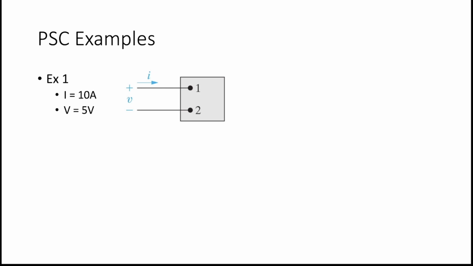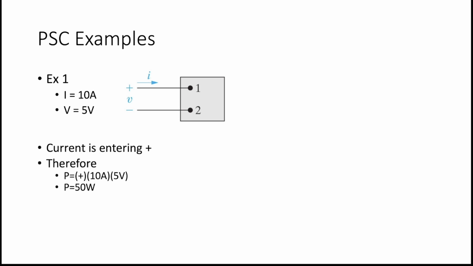In example 1, we are given that current is 10 amps and the voltage is 5 volts. Looking at the given drawing, you can see by the current arrow that the current is entering the positive side. So using our current times voltage equation and the plus from it entering the positive terminal, we can see that power equals plus times 10 amps times 5 volts, which gives us plus 50 watts. The plus obviously just goes away, but this means that the power is positive. Therefore, the component is a load.